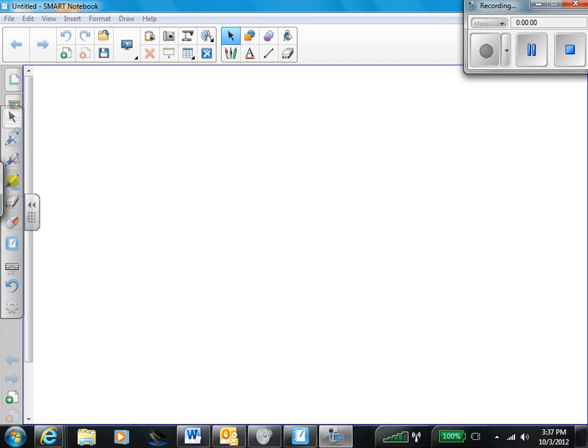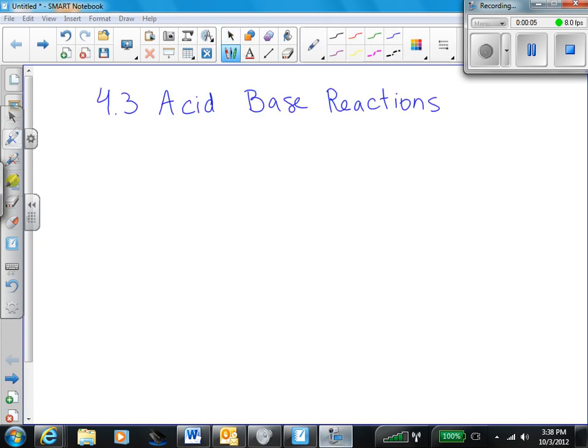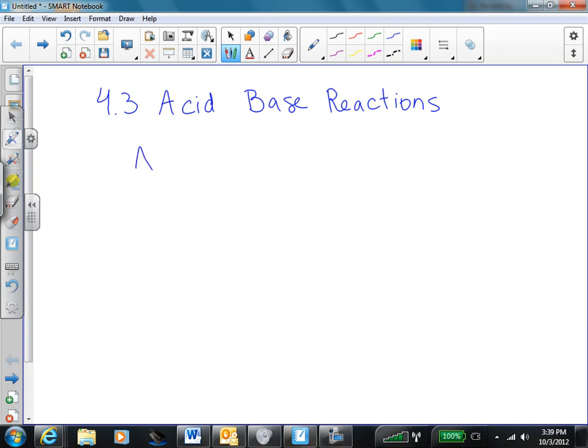Going to do section 4.3, acid-base reactions. First, we're going to start with some general background information on acids and bases. So, some properties of acids.